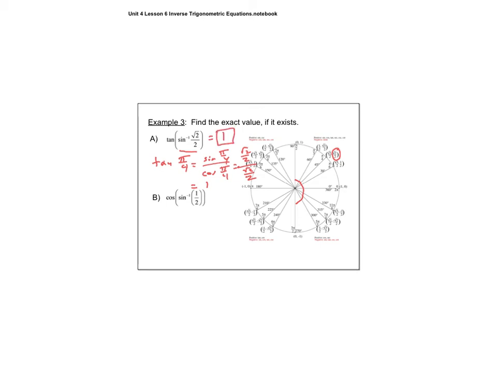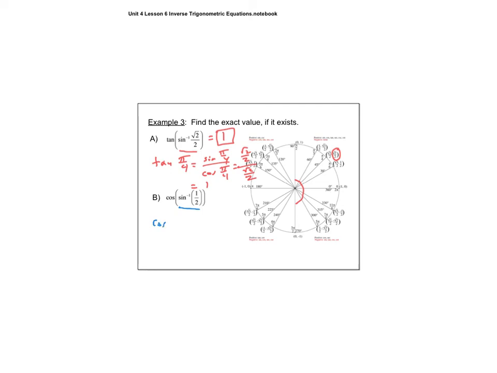So our solution there is simply 1. So now let's come down here and look at the next problem. We have the cosine of the inverse sine of 1/2. So again, looking at the inverse sine, that's defined in quadrant 1 and in quadrant 4. So where is our inverse sine, 1/2?